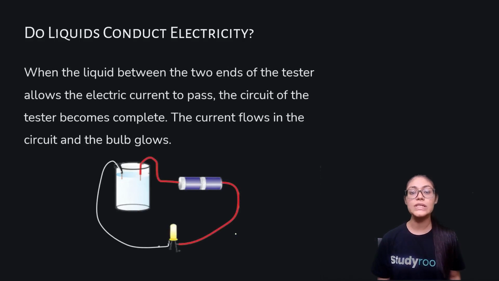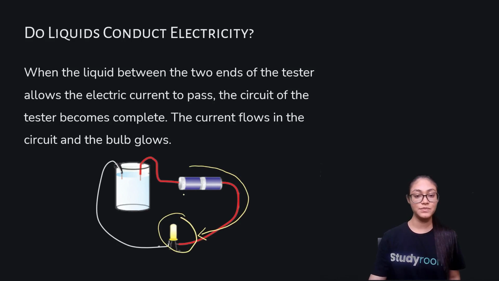Now, do liquids conduct electricity? Let's have a look. When the liquid between the two ends of the tester allows the electric current to pass, the circuit of the tester becomes complete. The current flows through it and the bulb glows. So when the electric current flows here, the bulb will glow.